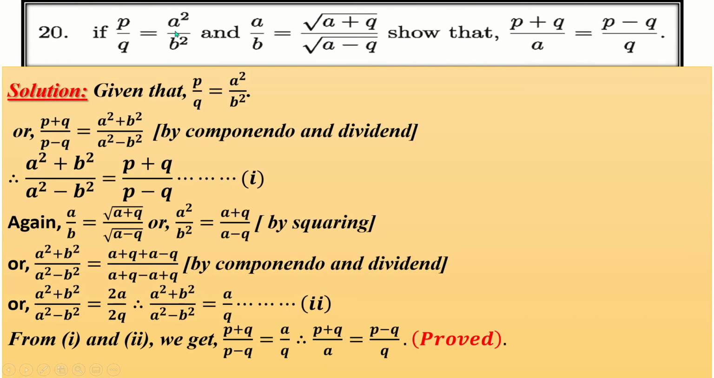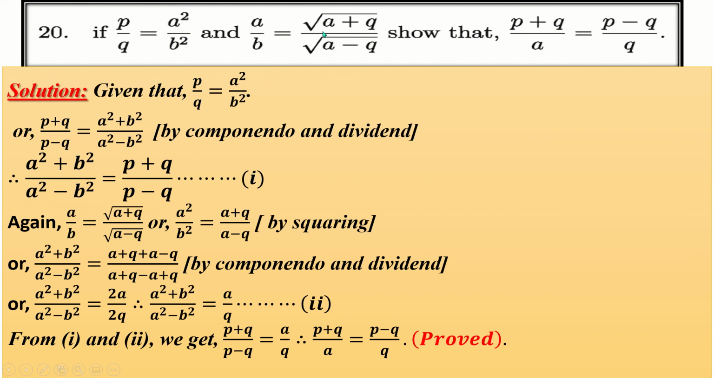Okay, that's math number 20. This is a given condition: p by q is equal to a square by b square, and a by b is equal to square root over a plus q by square root over a minus q. So this is equal to this. At first, in the given condition, by componendo and dividendo, that means p plus q divided by p minus q, and the right side will be a square plus b square by a square minus b square. Just rearranging here, a square plus b square by a square minus b square is equal to p plus q by p minus q. This is equation number 1.